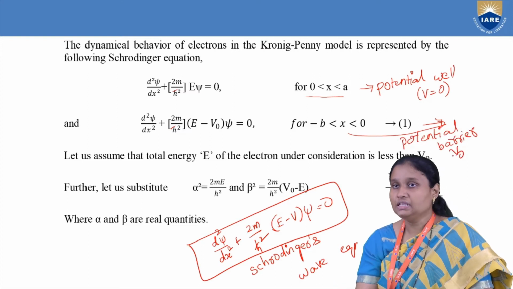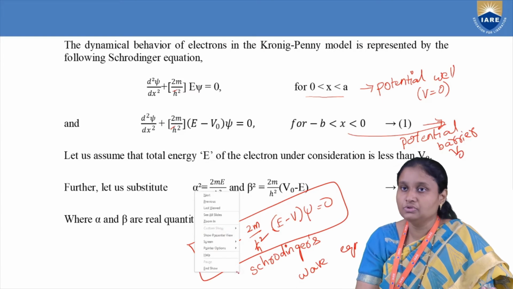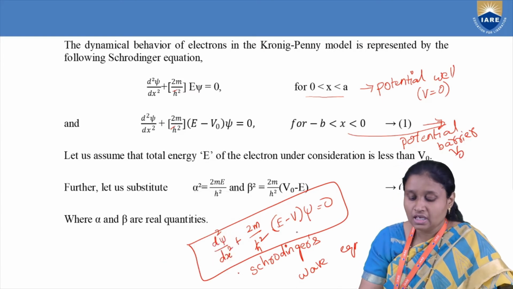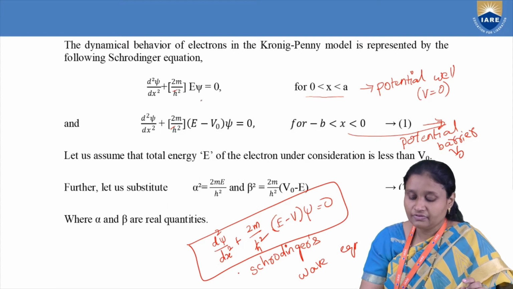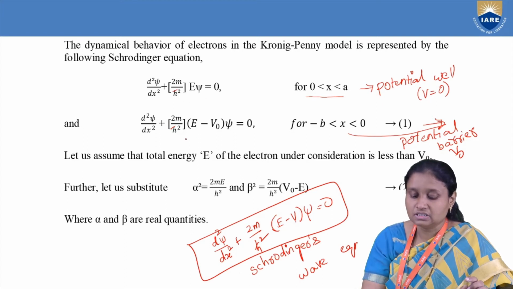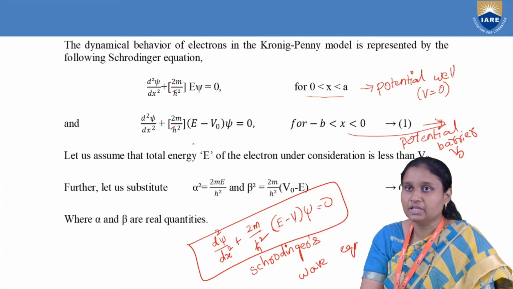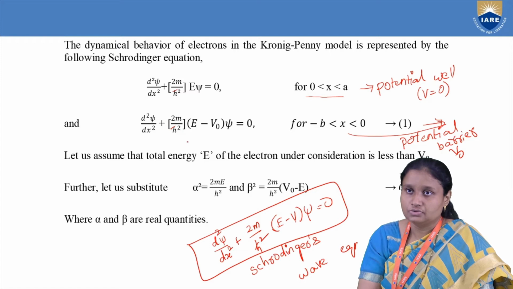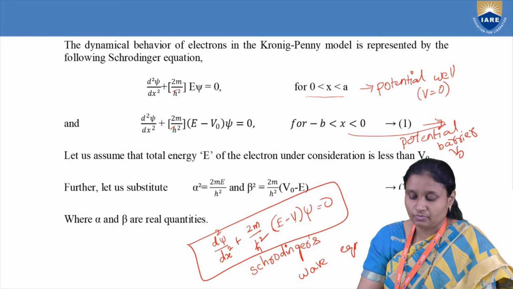So when I apply those two regions to my Schrodinger's wave equation, I end up having two equations. What are those two equations? If I take V to be 0, I'll get this equation. Whereas if I substitute V equal to V naught for this region, I'll get this equation. So once we apply those two different regions, we end up having two different Schrodinger's wave equations.